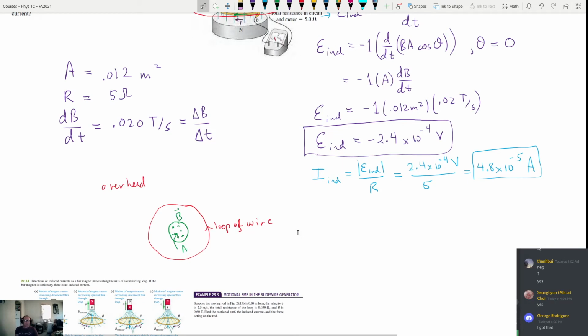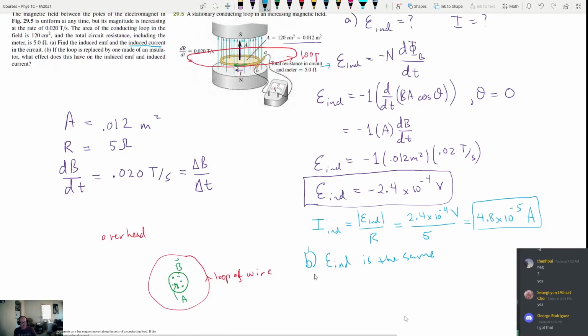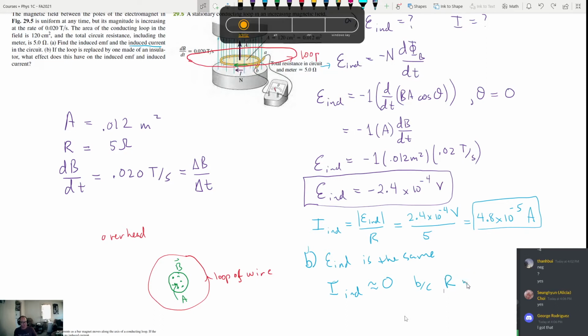Okay. Next, in part B, it says, if the loop was replaced by one made of an insulator, so instead of a conductor, an insulator, what effect does this have on the induced EMF and the induced current? Well, for part B, the induced EMF will be unchanged. However, the induced current should be negligibly small. The induced current should be approximately 0 because for an insulator, R is going to be much, much greater. The resistance will be big.